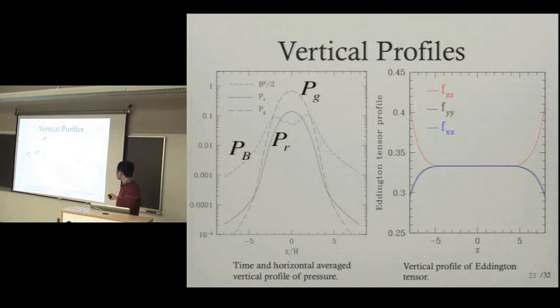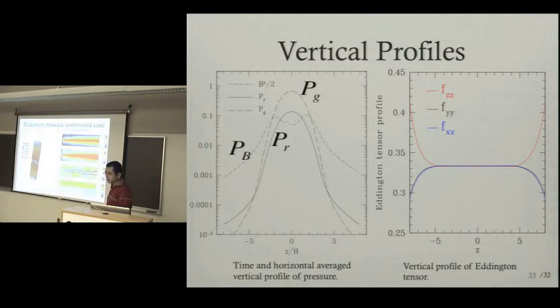Because the majority of the disk is close to 1/3, the result for the vertical structure of the disk is very similar to the result we get if you just adopt the Eddington approximation in the simulations. Okay, this is the gas pressure dominant case.